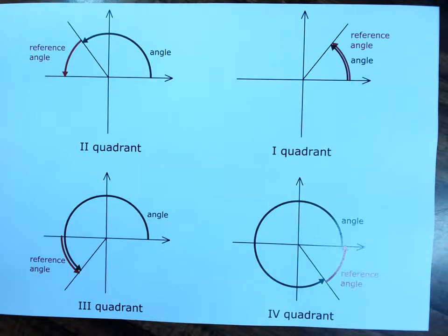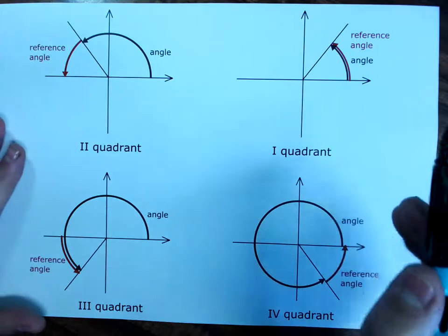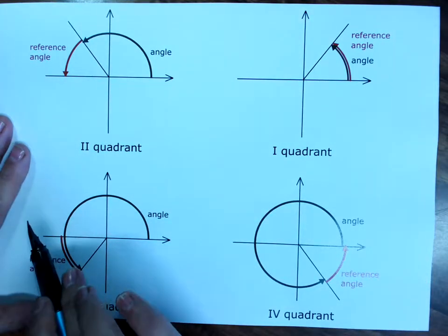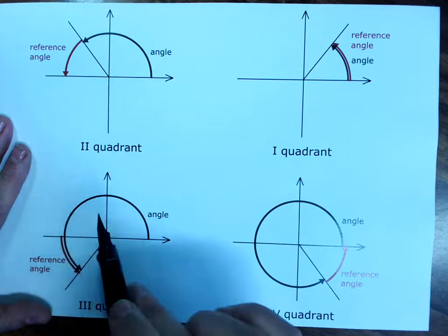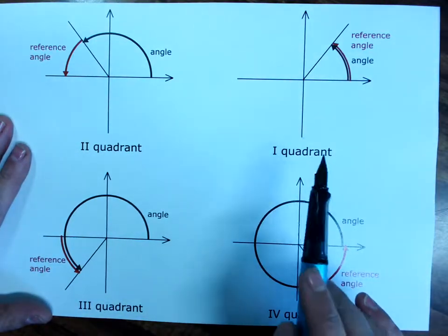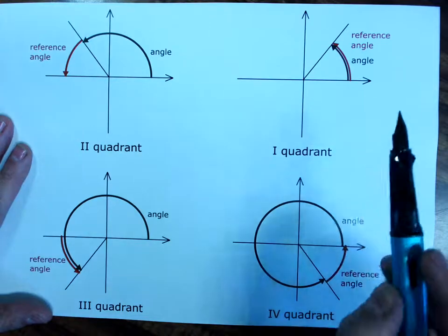A review of reference angles. We use reference angles because they let us find sine, cos, or tan of an angle greater than 90 degrees. For every angle over 90 degrees, there's a matching reference angle under 90 degrees that will give the same answer. Now here's a little overview of the reference angles.